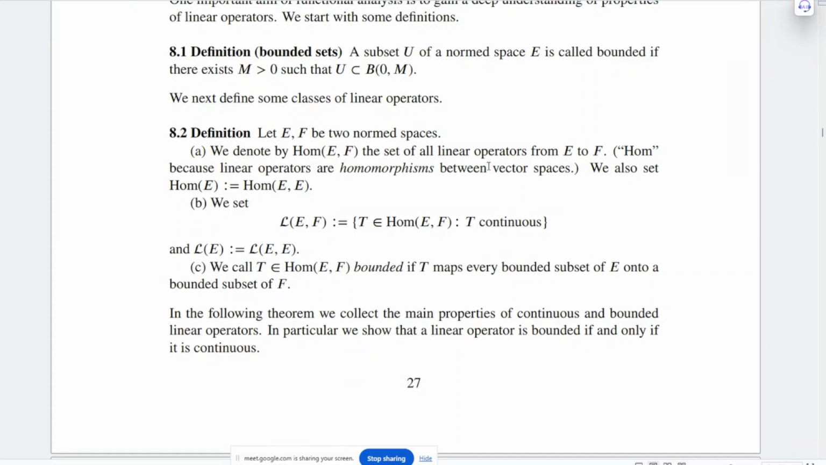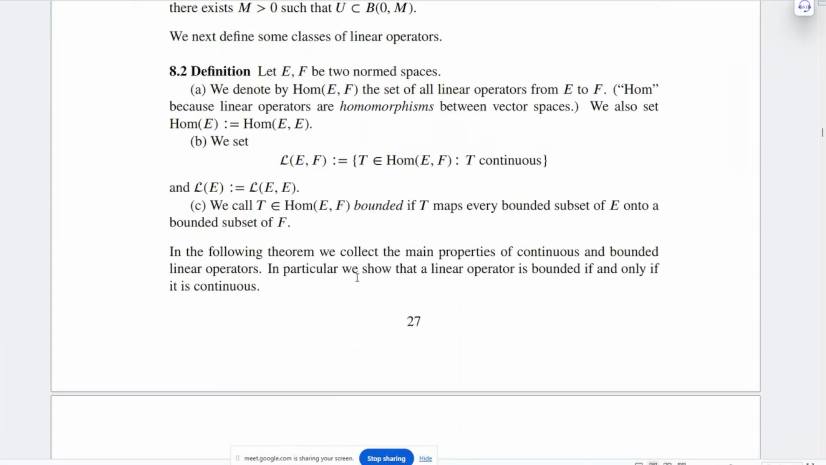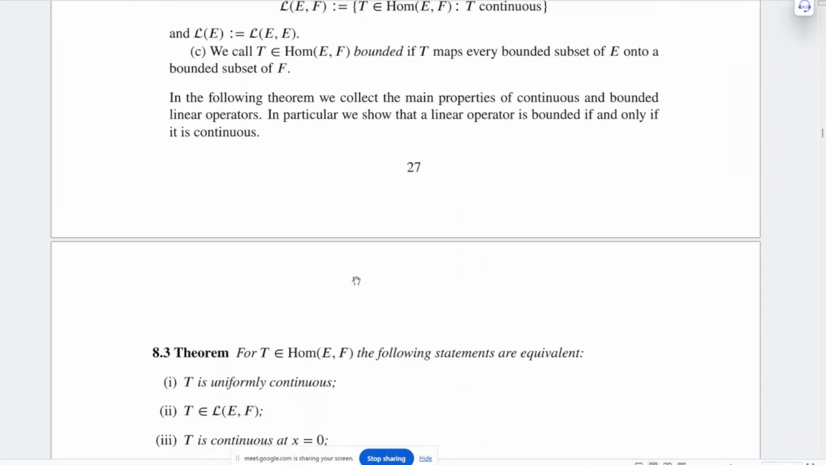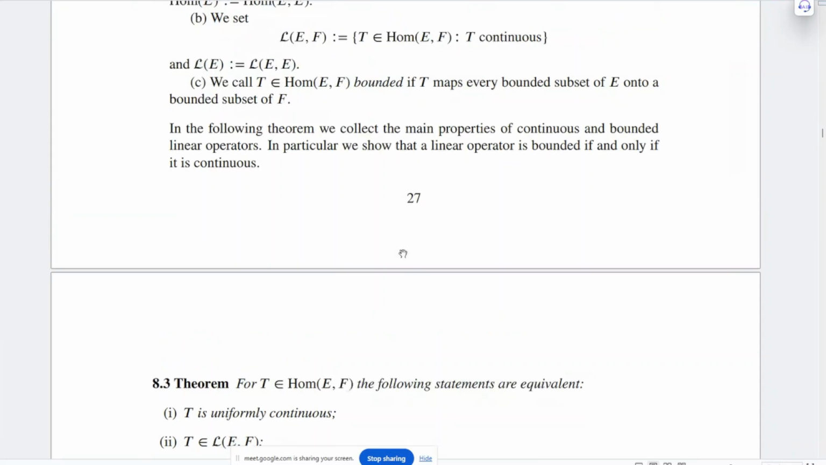People call it Hom. Don't worry about the definitions. It is the set of all linear operators from E to F, also written as L(E, F), such that T is a linear operator from E to F. It is the same thing as how we define the linear operators.